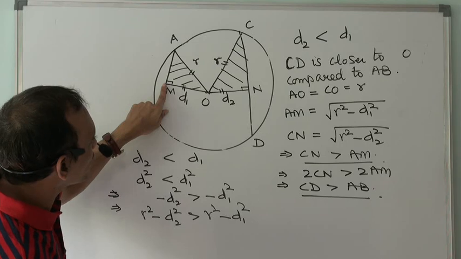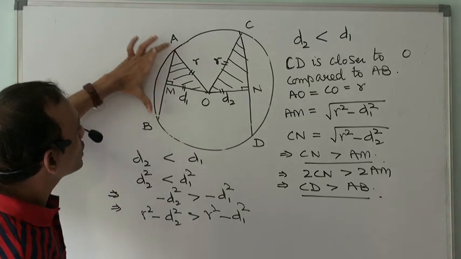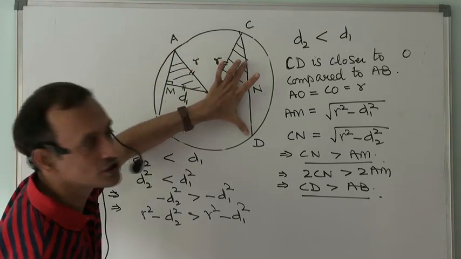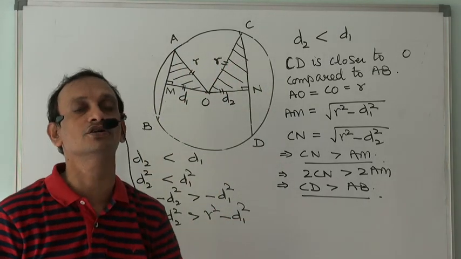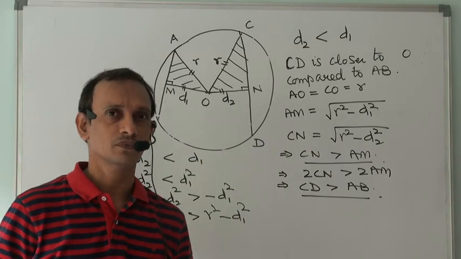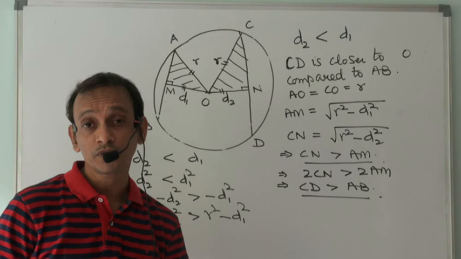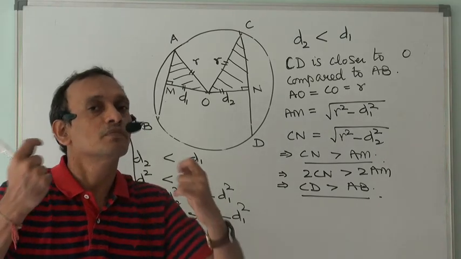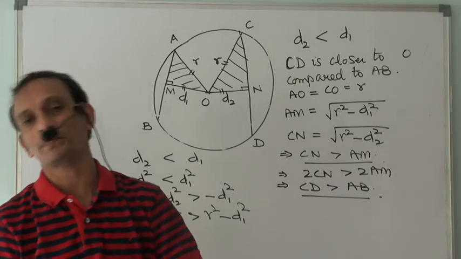The chord that is further away from the center is the smaller chord. The closer you get to the center, the greater the size of the chord. And conversely, if we have two unequal chords, the one that is larger must be closer to the center compared to the other chord, right?